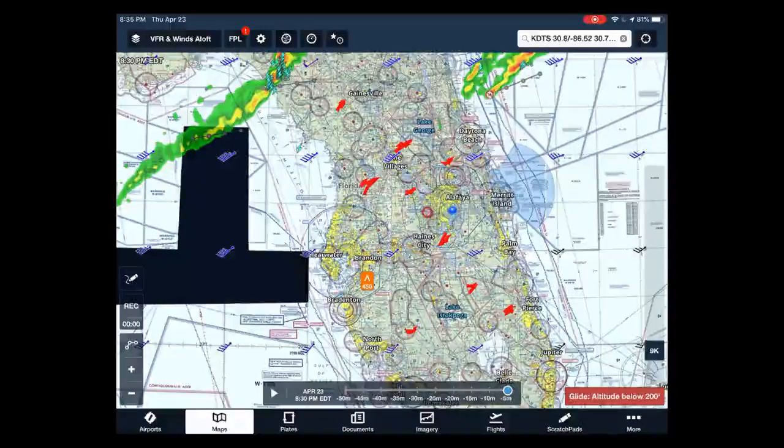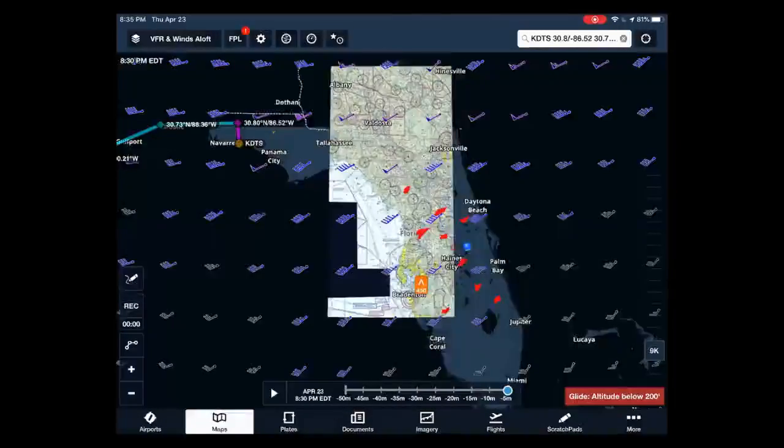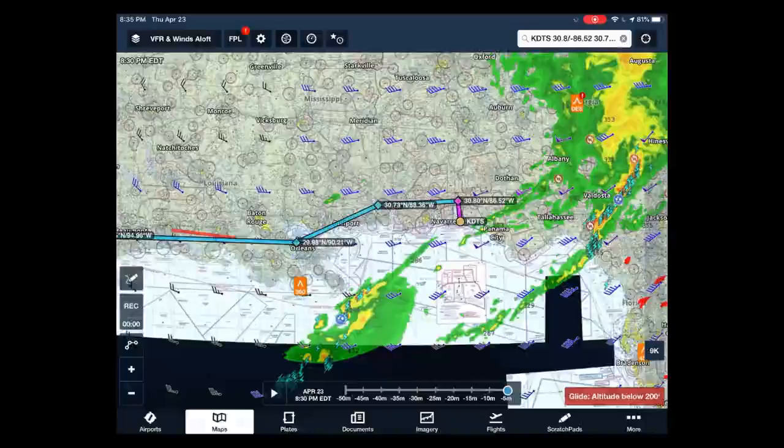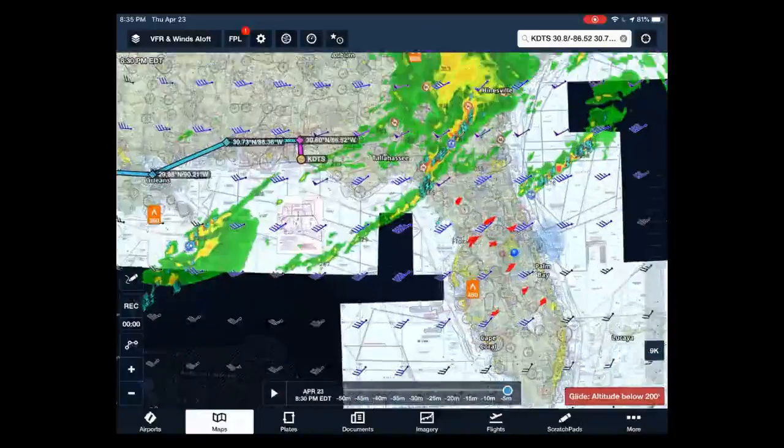You can fly around these systems with small deviations in your route, unlike what you would be dealing with here, where you may have to make a more significant deviation in your route. We also know that they're short-lived, so they're not going to last long.